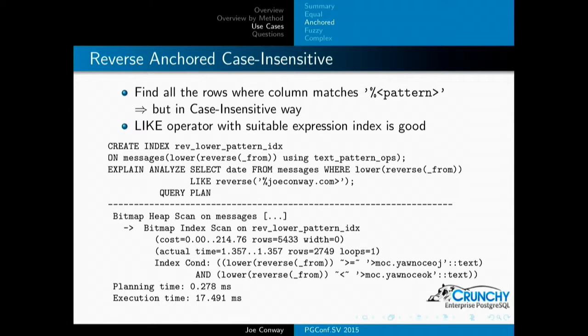So now what happens if I want to do a reverse anchored case? I want to say wildcard and then pattern. Well, a pretty simple answer is I can use an expression index again, except now I'm going to do it on lower over the reverse of the from column. I'm going to write my query where lower of reverse of from is LIKE, and I'm going to reverse my pattern. It'll use that index that I created. And this actually ends up returning a little faster than the other ones. It comes back in like 17.5 milliseconds. But again, way slower than those microseconds we were seeing before.